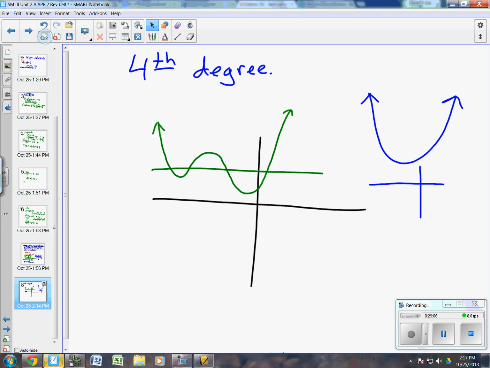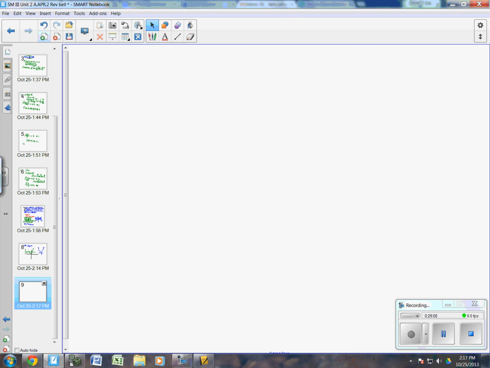All right, so, yes. We're going to talk about that one. Okay, here we go. Next one. Still a 4th degree polynomial that has 1 real root. Okay, draw a picture of it. I'm going to give you 30 seconds in your group.